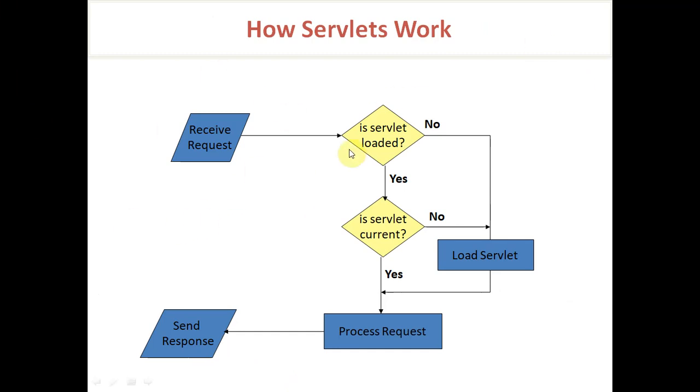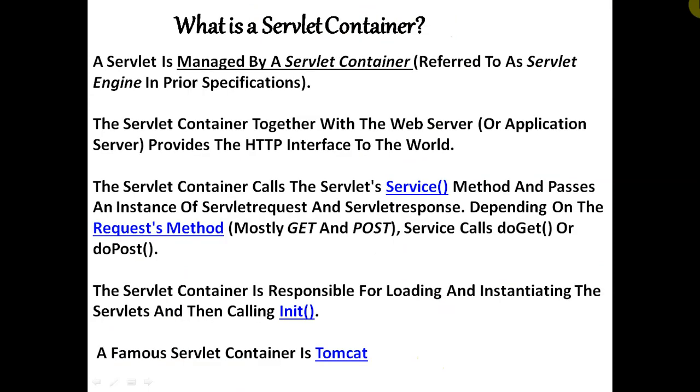Now, how does a servlet work? See in this flowchart, it receives a request and checks whether the servlet is loaded. If the servlet is loaded and if the servlet is current, then it processes the request. If not loaded, then it will go here and load the servlet again. If the servlet is current, then yes, it will process the request. If no, then load the servlet. Once the request is processed, the response will be sent. So this is the flowchart of running a servlet, how to execute a servlet.